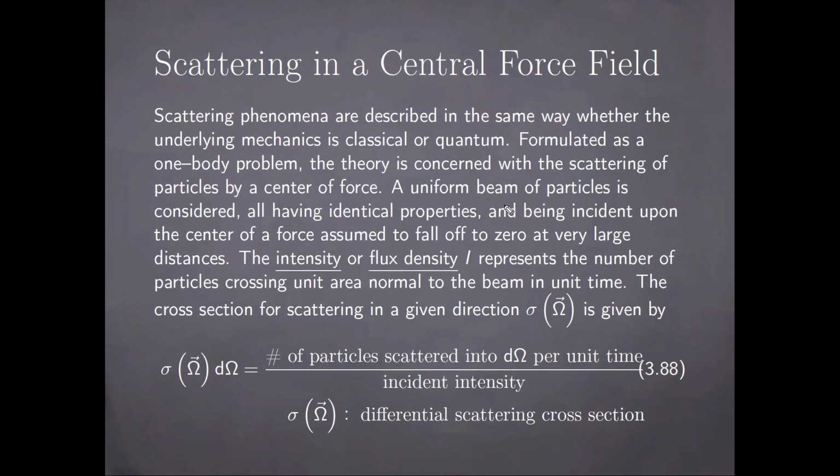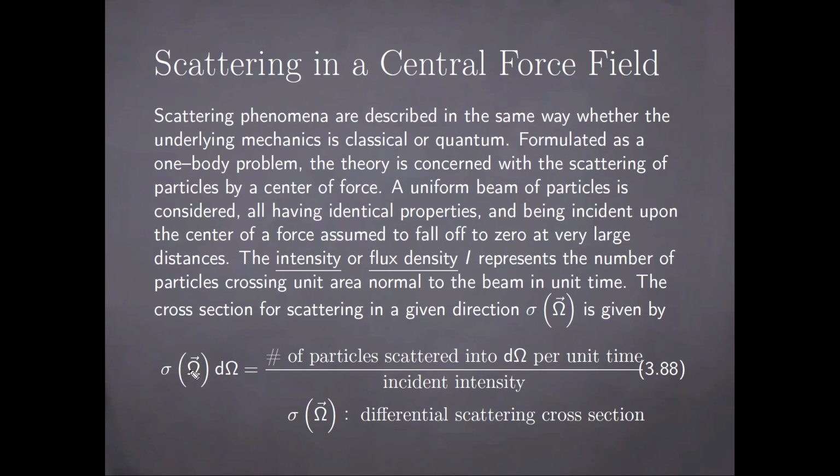A uniform beam of particles is considered, all constituent particles having identical properties, and being incident upon the center of a force assumed to fall off to zero at very large distances. The intensity or flux density I represents the number of particles crossing unit area normal to the beam in unit time. The cross-section for scattering in a given direction is given by the following product.